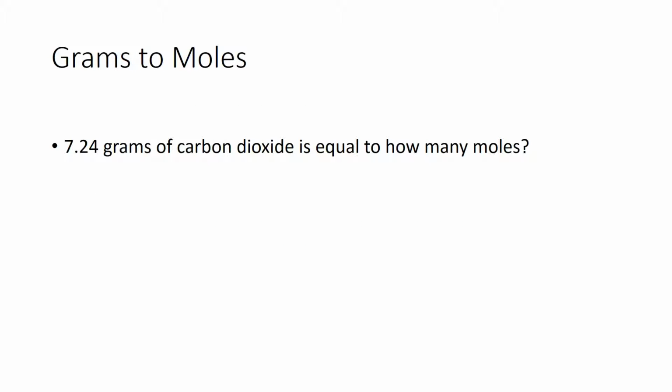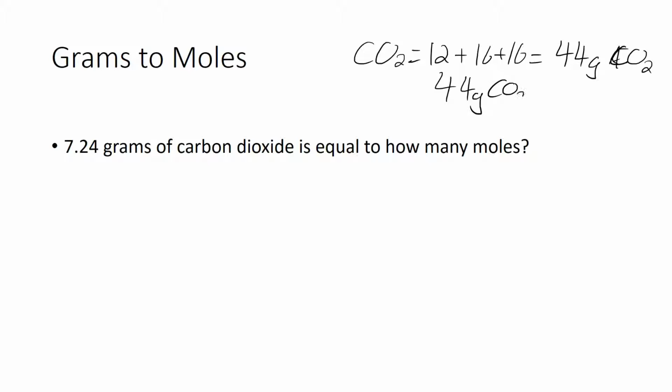Next is grams to moles. So we're going to use a similar conversion factor. In this case, we have carbon dioxide. So this isn't just one element, this is several elements. So first we have to find the mass of carbon dioxide. So that's CO2, so that's carbon, which is a mass of 12, 2 oxygens, that's 16, another 16, that's a total of 44. So carbon dioxide, we add up each individual element, it's a total of 44 grams of carbon dioxide. And that's equal to 1 mole. So 44 grams of CO2 is equal to 1 mole of CO2.